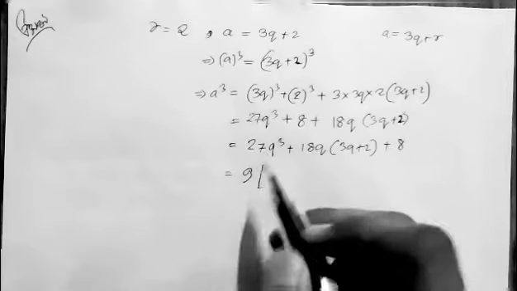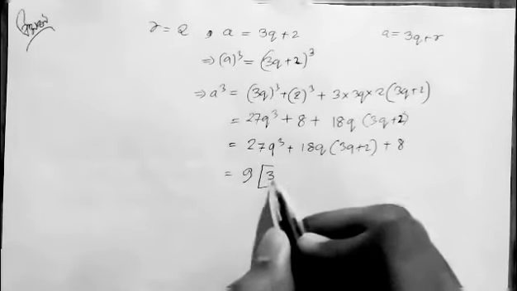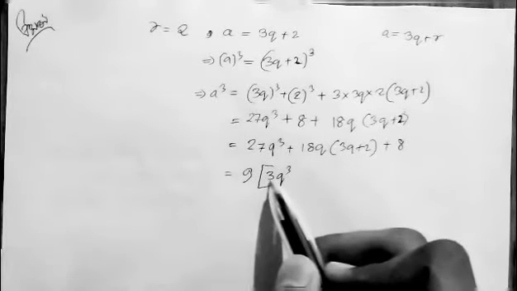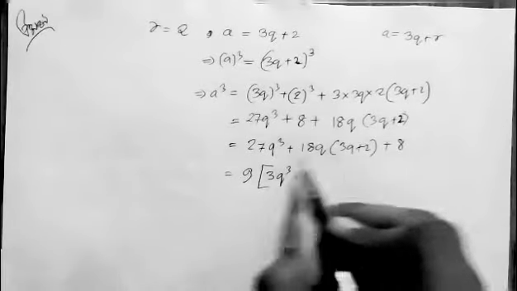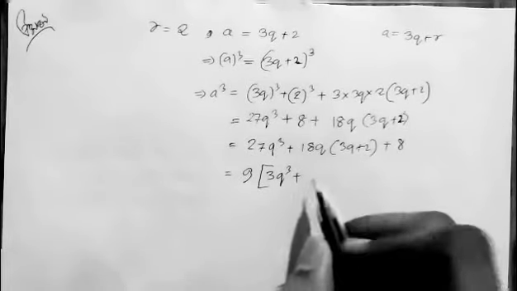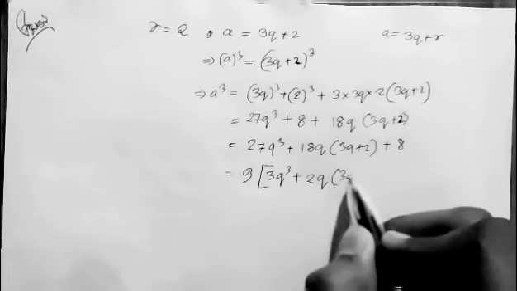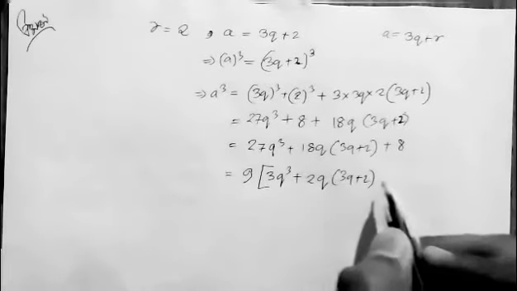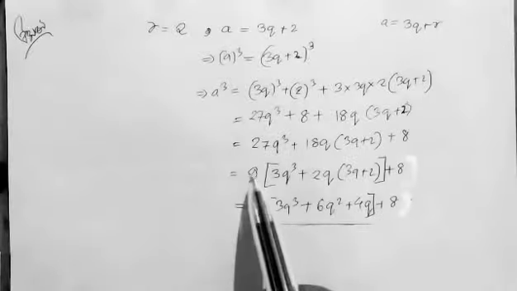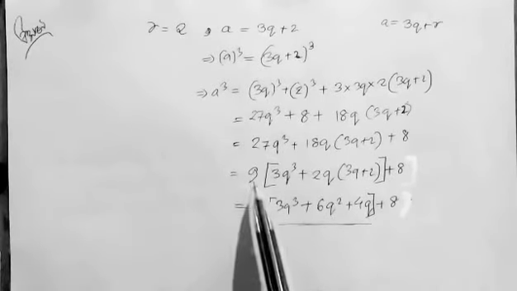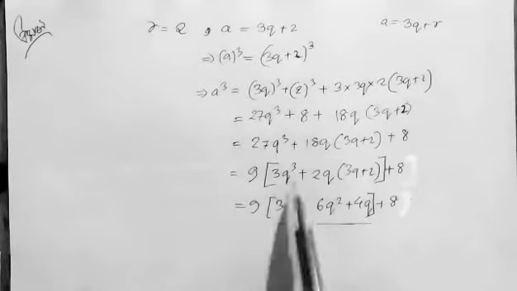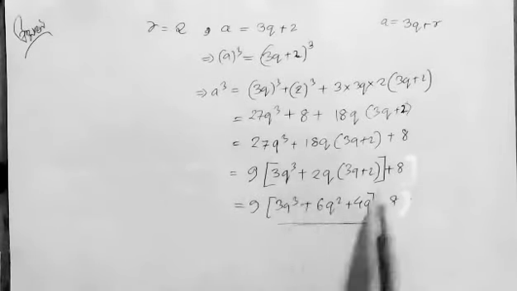If you take 9 common, so what are you left with in this term? 9 into 3 is 27, and q cube. So just multiply it, you will get the same term. 9 into 3 is 27q cube. And in this term it is 9 into 2, 18, so you are left with 2q square times (3q plus 2). If you multiply it again, you will get the same term. So by taking 9 common from these two terms, you got 9 into 3, it's 27q cube, then 9 into 2, it's 18q square into (3q plus 2), then plus this whole term, plus 8.